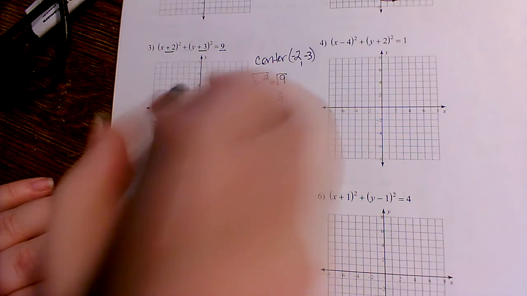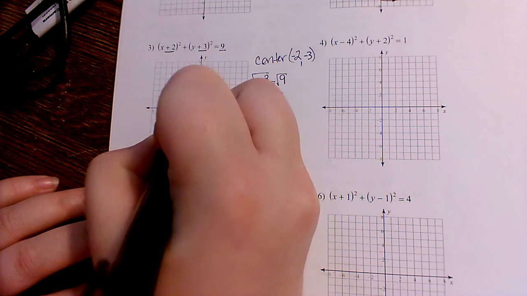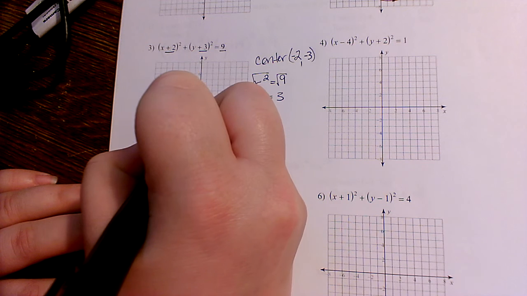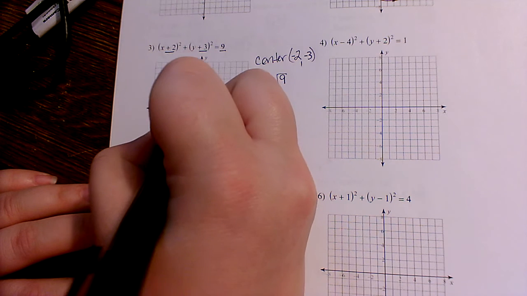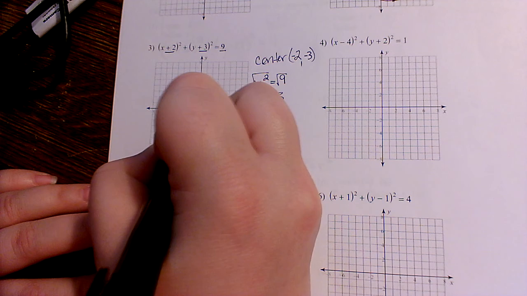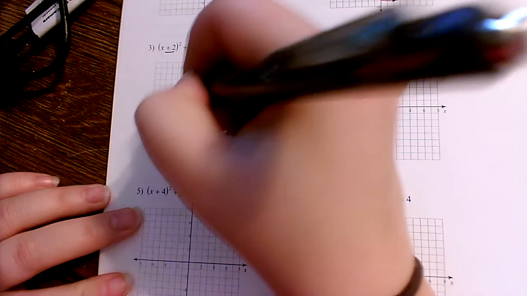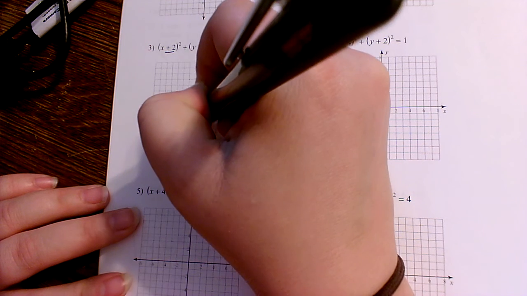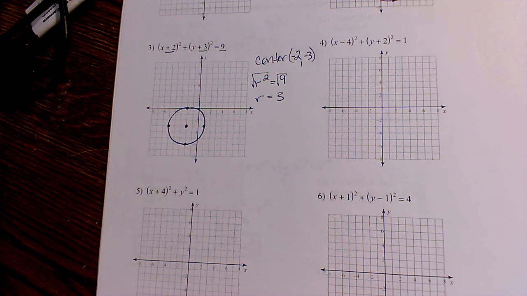So in order to finish graphing, we know that the radius is the distance from the center to any point on the circle all the way around it, right? So if we count 3 spaces to the right, that point will be on the circle. We can count 3 spaces to the left, that point's on the circle. We can count 3 spaces up and 3 spaces down. So these 4 points here are all on the circle. So then we just do the best we can to draw our circle and get it as circular as possible. That one was pretty good.